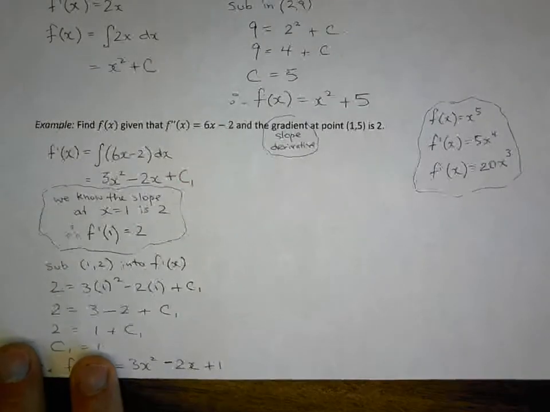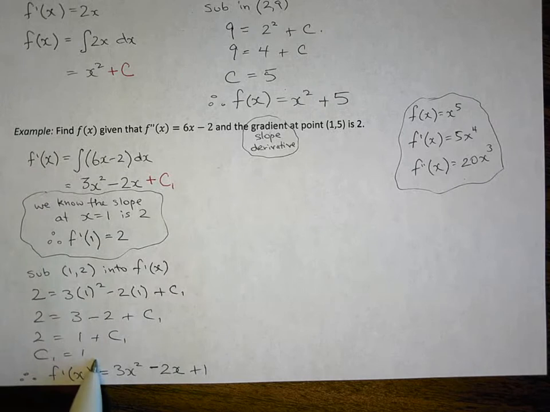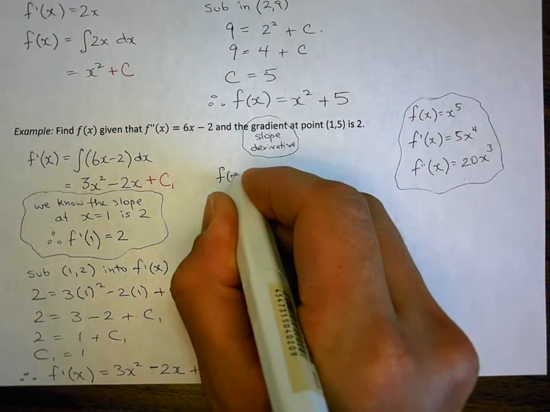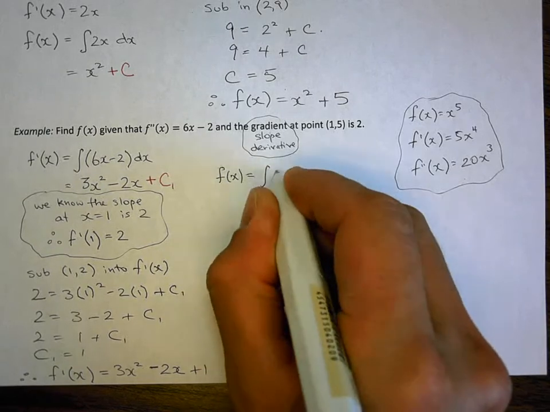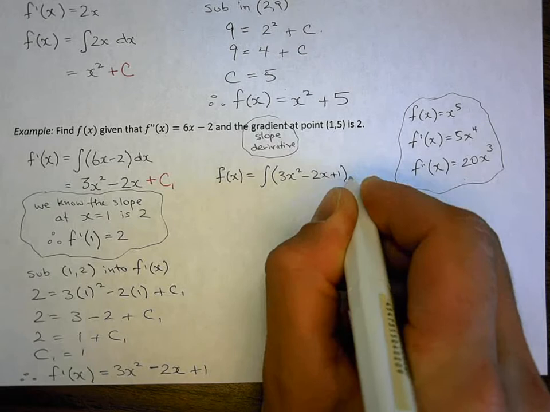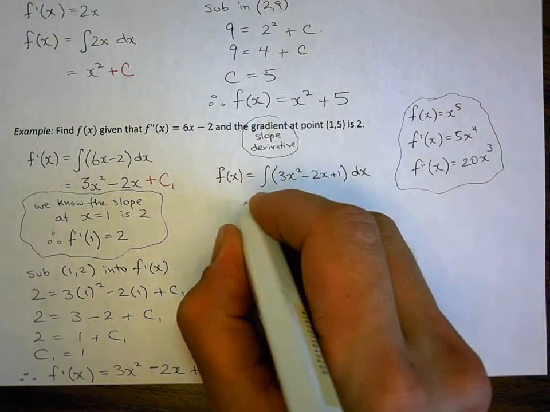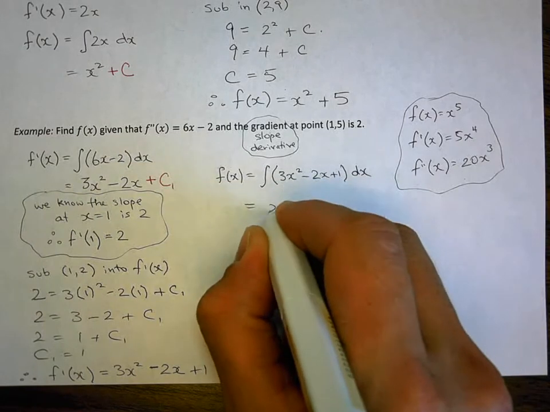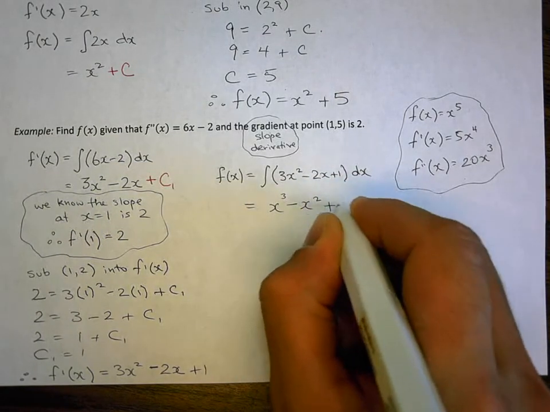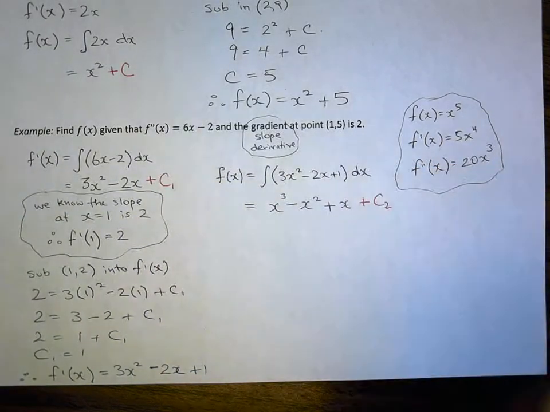Okay, now this isn't enough though, because I need to find the original function. So I need to now take the integral of this, the integral of the integral. So I'm going to take the integral of that with respect to x. Let's do it. So this is going to be x to the power of 3, minus x squared plus x. And I'm going to find another constant. This is going to be c2.